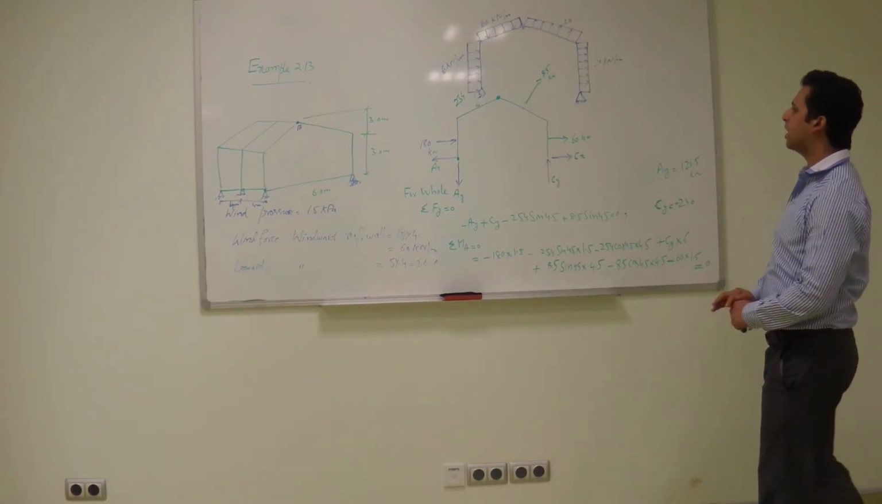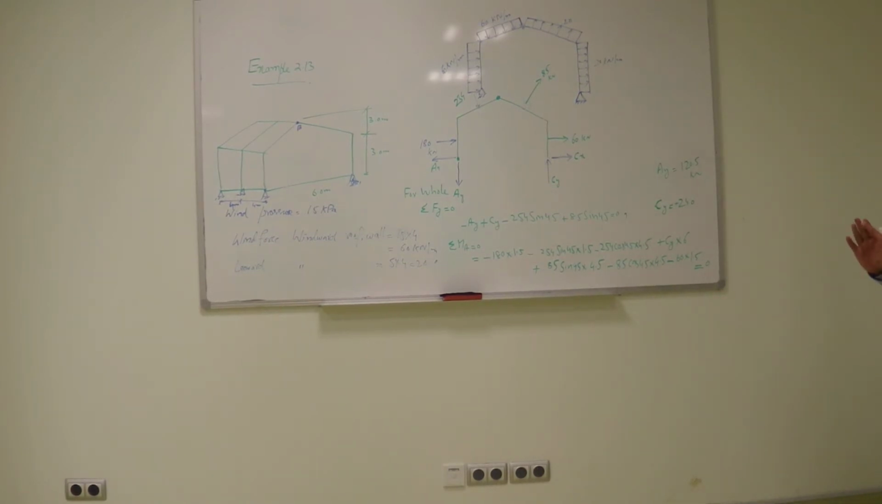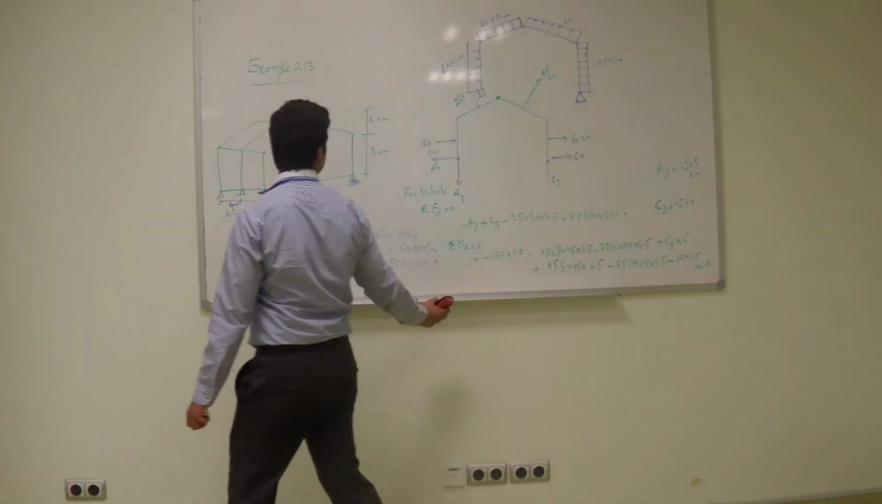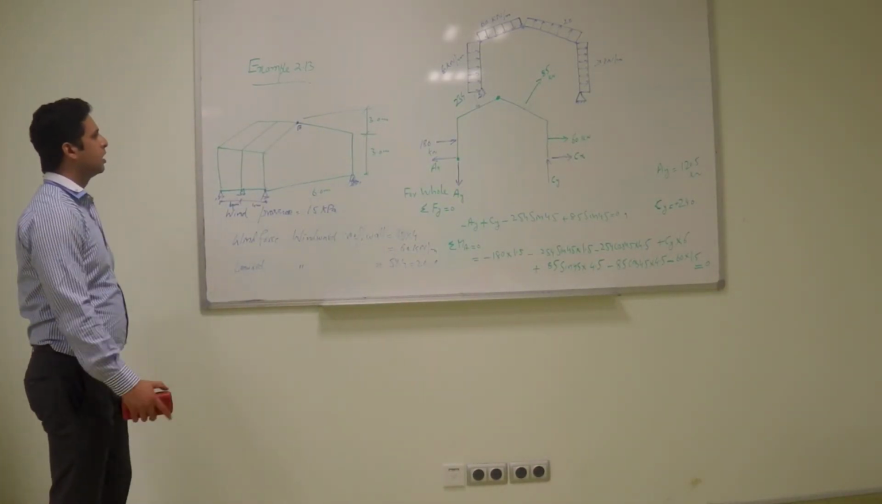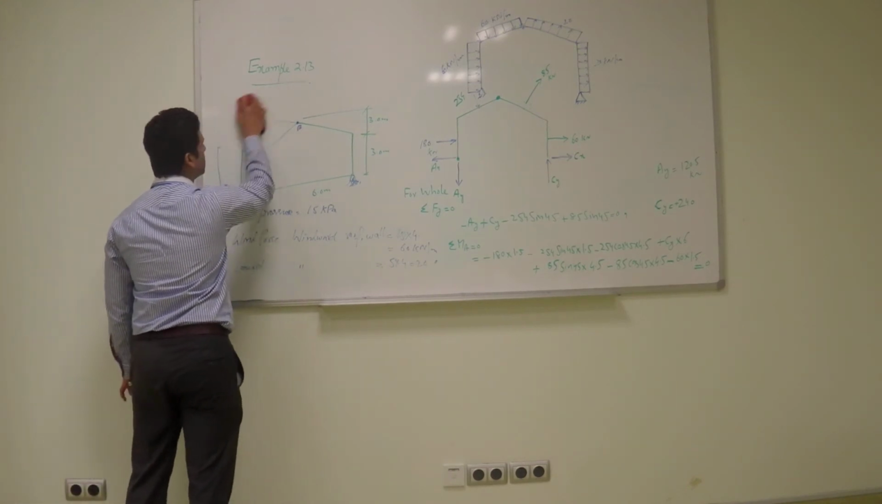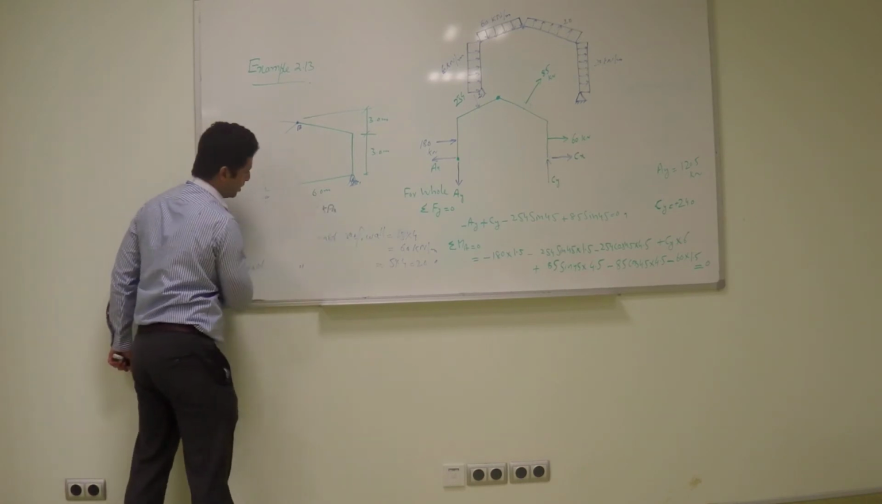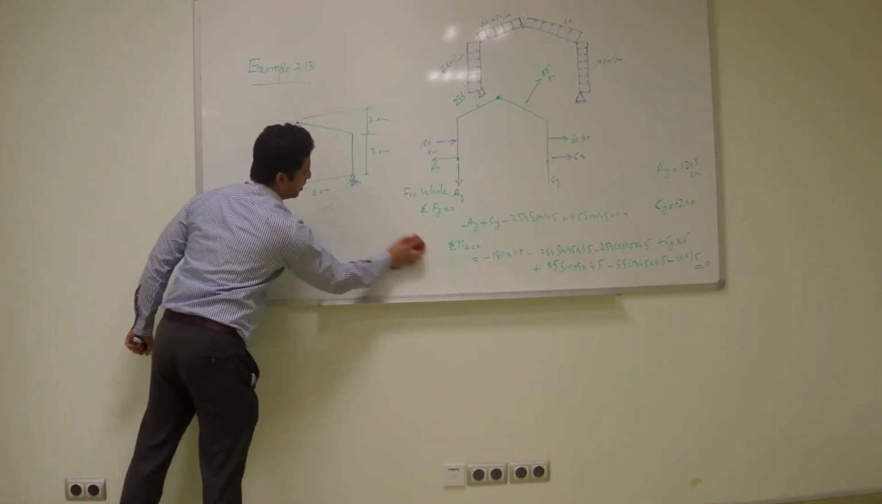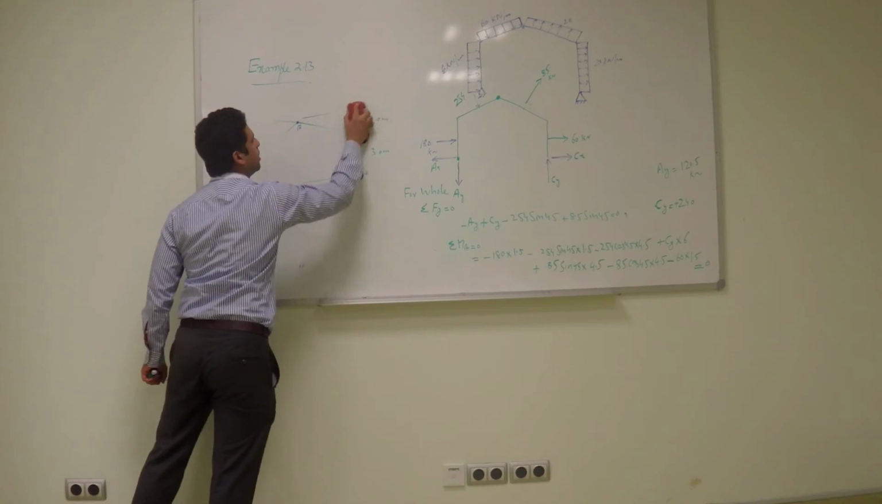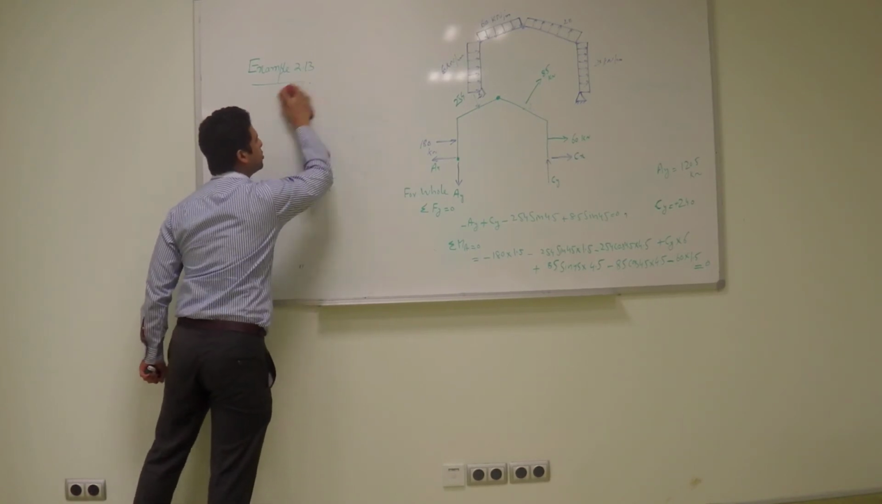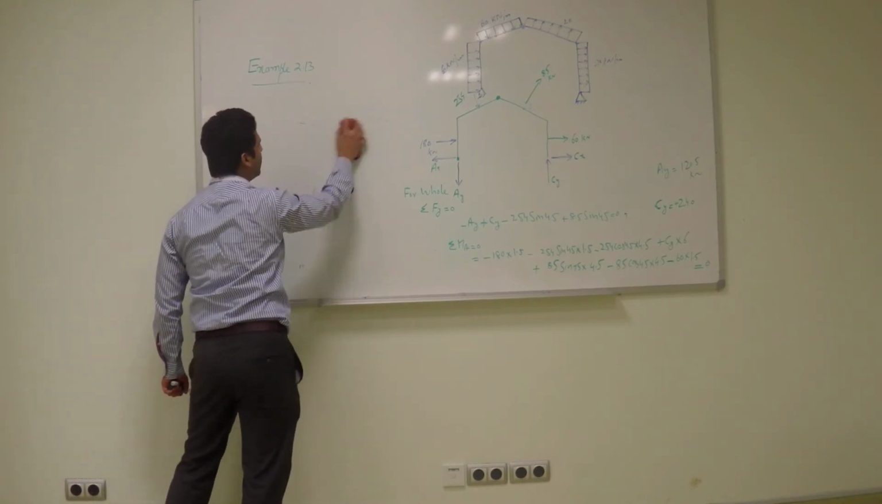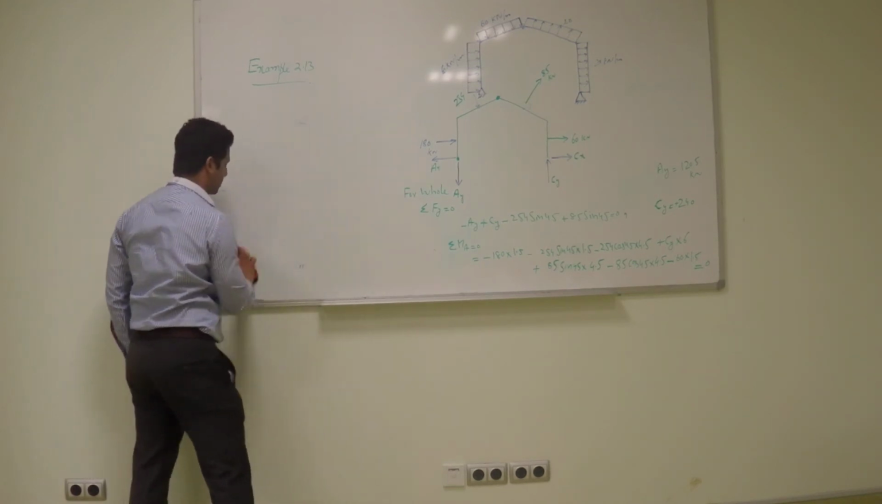Next we have to find AX, CX, BX and BY. So now how many unknowns do we have? 4. So what we can do now is divide our structure into parts.